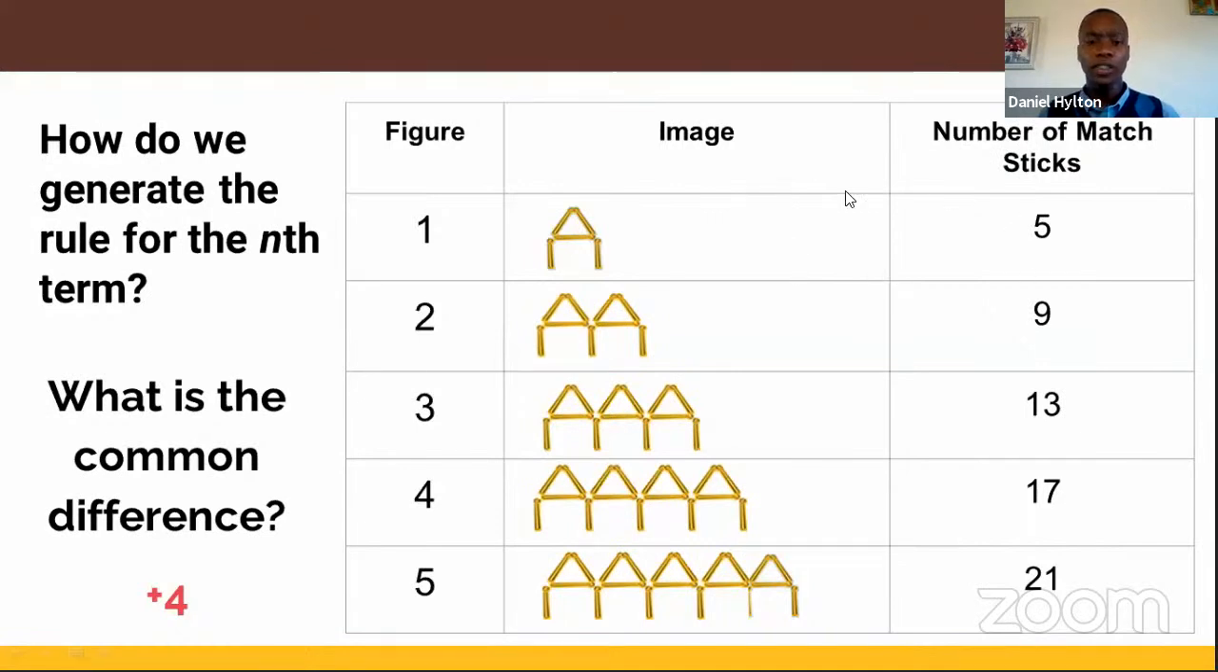So from this information, can we generate the rule for the nth term? What would the rule for the nth term be, knowing that the common difference here is 4? All right, Mr. Hilton, I'm seeing it's being blazed in the chat. Brianna Rodney, Camila White, Shaquem Morris, Miss Burke, Miss Reed, they're all putting in 4n plus 1. Chevelle Watson, they're right on the ball.